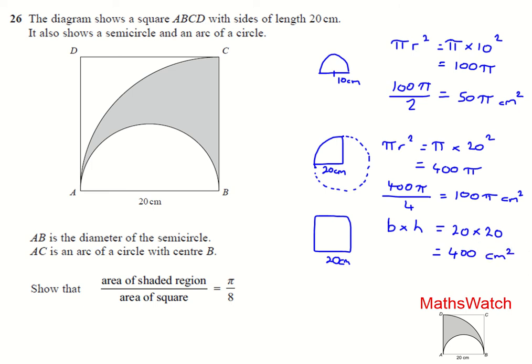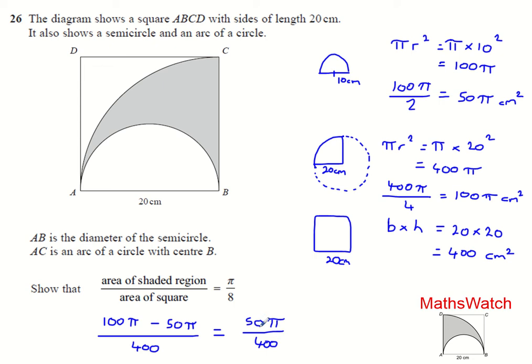Right, now we've got all of our parts, we now need to put it together. The area of the shaded region. Now if you look at the shaded region, that's the full quarter circle with the semicircle cut out of it. So the full quarter circle was 100 pi, but we're cutting out, which means minusing, the semicircle, which is 50 pi. And that's going to be divided by the area of the square, which is 400. Now when we simplify that, 100 pi subtract 50 pi is 50 pi, and that's going to be divided by 400.